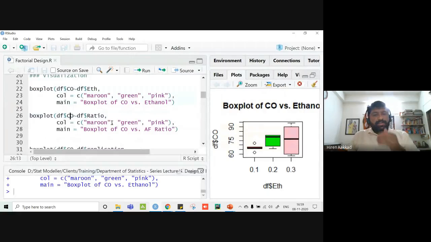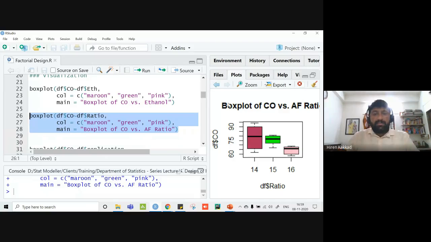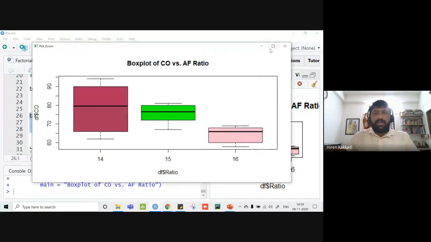Now let us do the same graphical analysis with the ratio. So here I'm taking this CO versus ratio. So we are having 14, 15, and 16. These are the three levels of the ratio. Now ratio is of air and fuel quality, or air and fuel ratio, you can say.